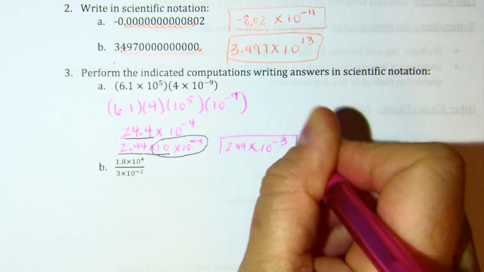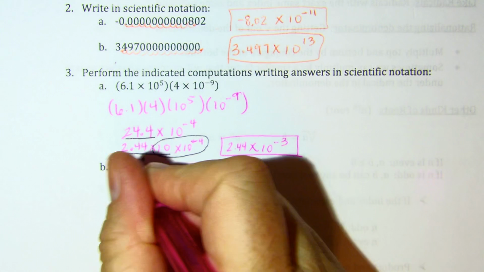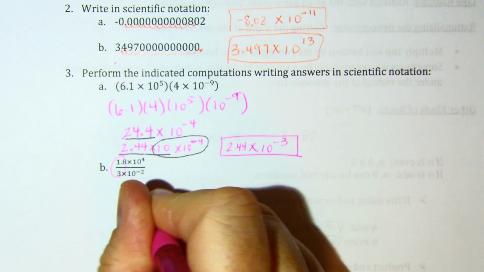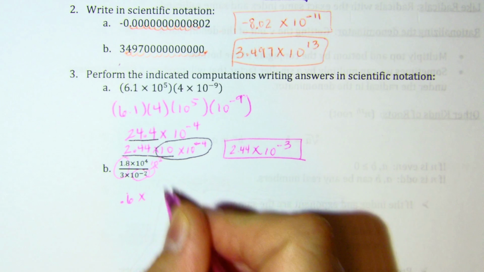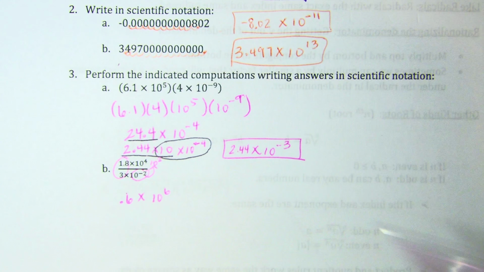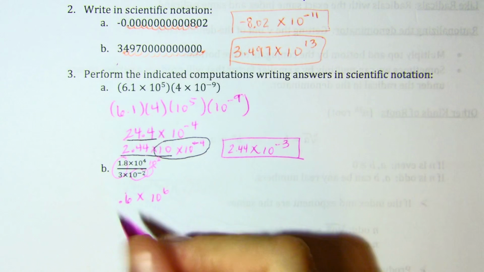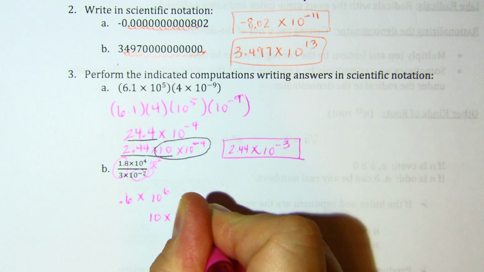We can do this similar thing with division. 1.8 divided by 3 is 0.6 times, and then this 10 to the negative 2 can move up, 10 to the 2, and that becomes 10 to the 6th. And this looks like scientific notation, but it does have one problem with it. This is less than 1. So now instead I can borrow a 10 from here. 10 times 10 to the 5th is 10 to the 6th.